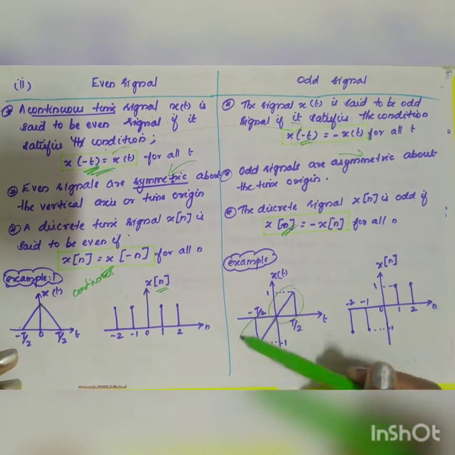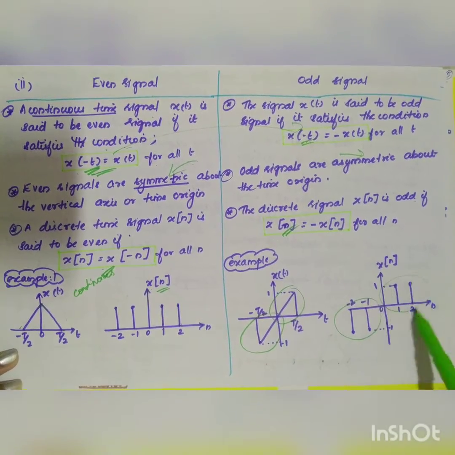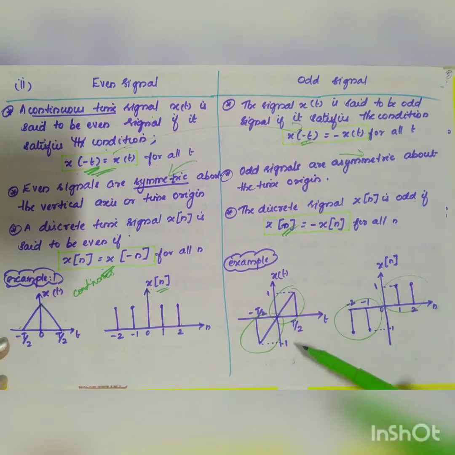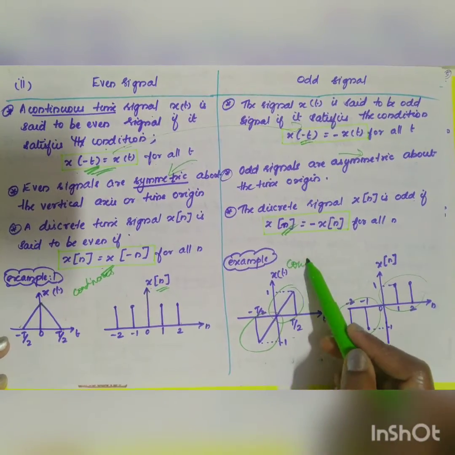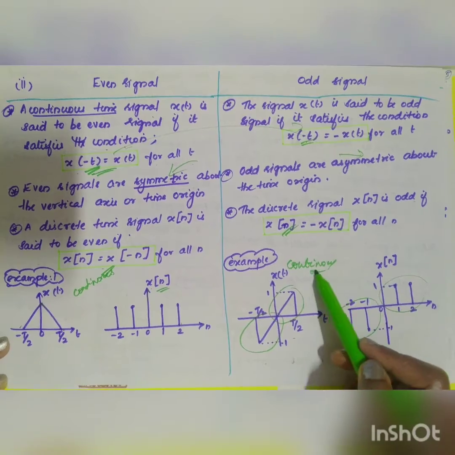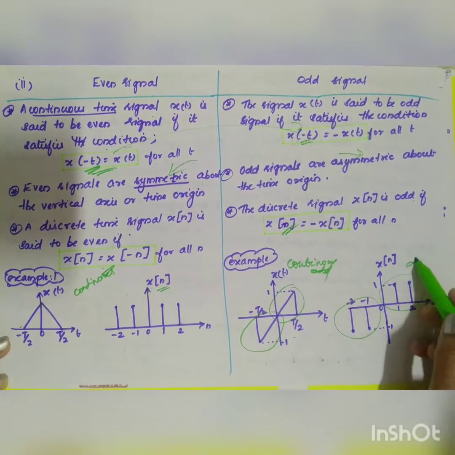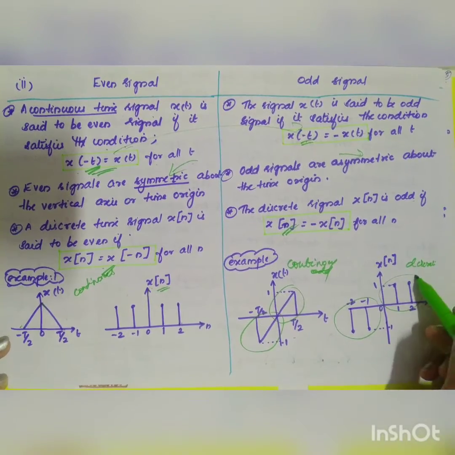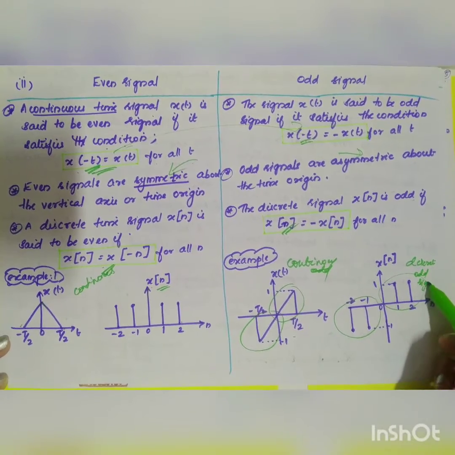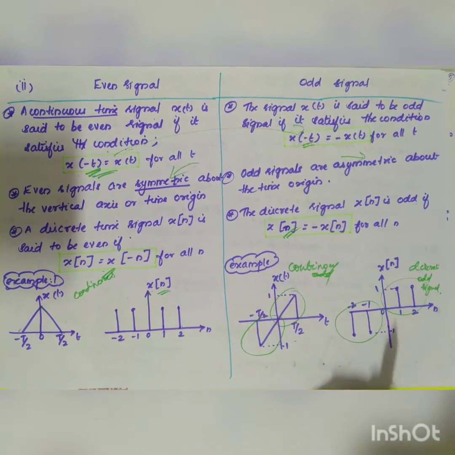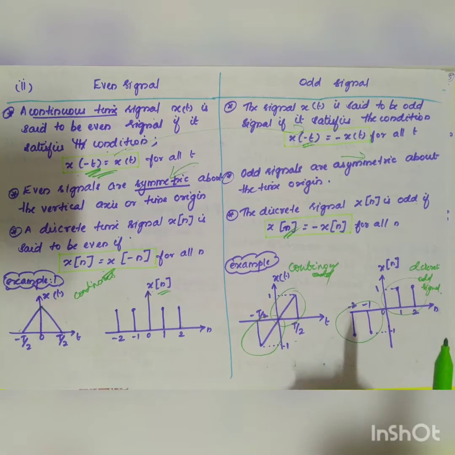Now what will be the example? Here it is not symmetric, and similarly here it is not symmetric. So these are the two examples: this is for your continuous odd signal, and this is for your discrete odd signal. So these are the points which you can write for 6 marks.